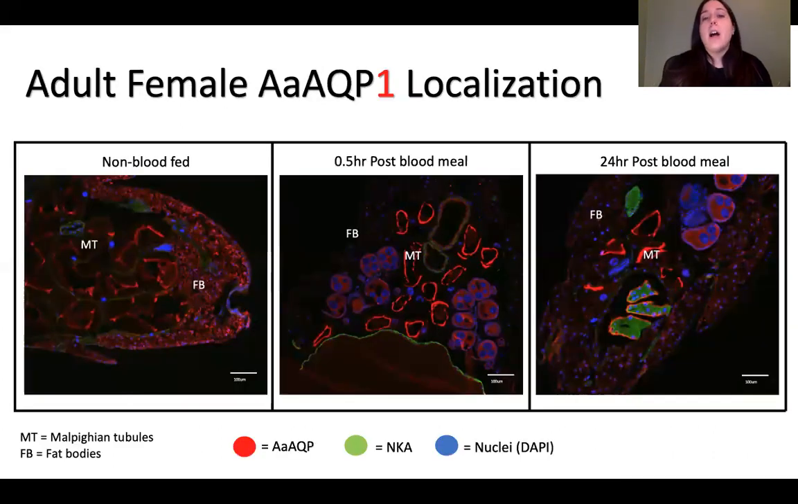Now for adult female Aquaporin 1 localization, here we are looking at the posterior end of the animal. And to begin with the Malpighian tubules, we see that Aquaporin 1 is apically located and shows fairly dim staining in the tubules. Moving on to half-hour post-blood meal and 24-hour post-blood meal, we see a significant increase in brightness of Aquaporin 1 abundance. If we look at the fat body now, we see that in the non-blood fed, Aquaporin 1 stains very bright. And then in the half-hour and 24-hour post-blood meal, the staining of the fat body has decreased significantly.